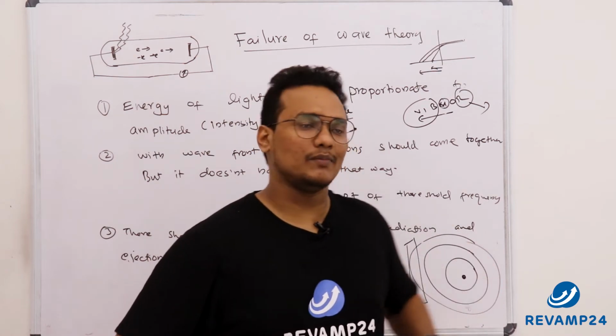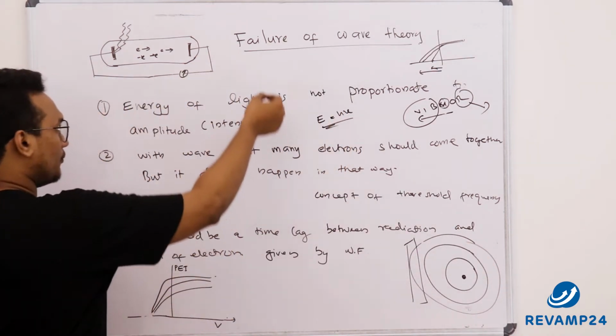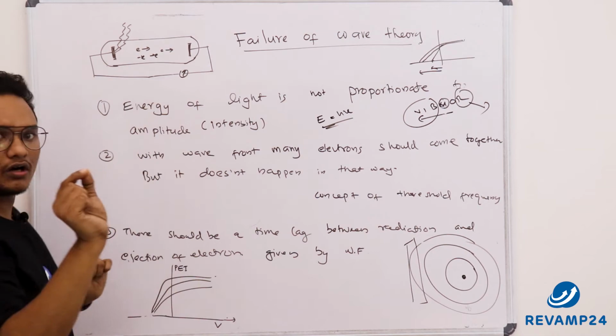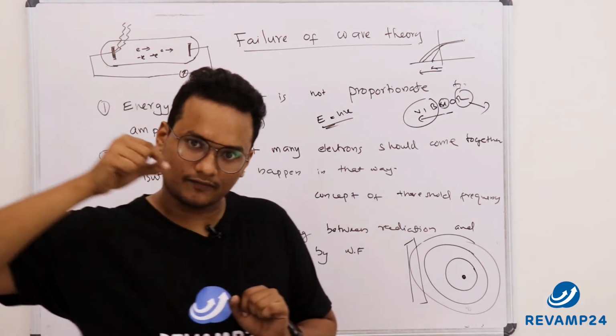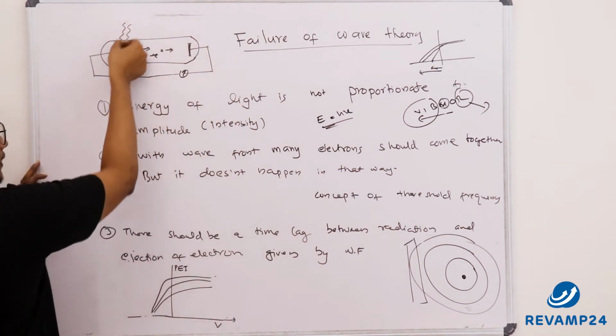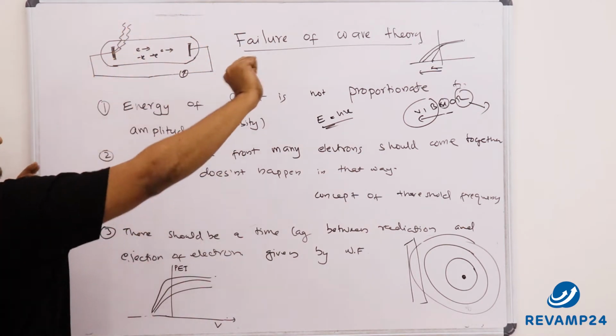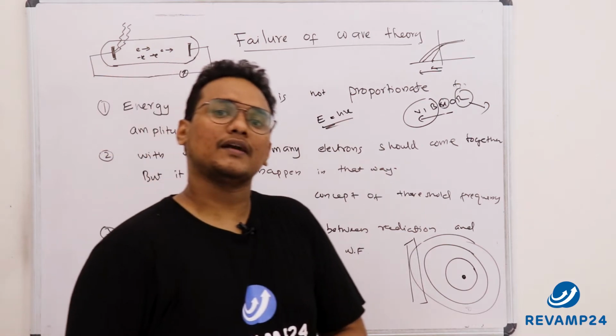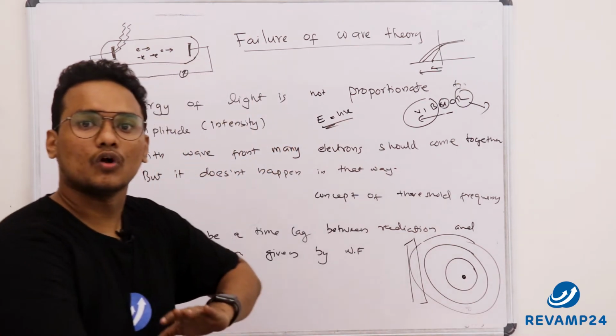No, there is no time lag. What does it mean? The moment the photon comes, since a photon is not a wavefront, it moves the way a bullet moves. The bullet will come and hit the electron, and that is able to take the electron from the metallic surface. So there is no time lag.